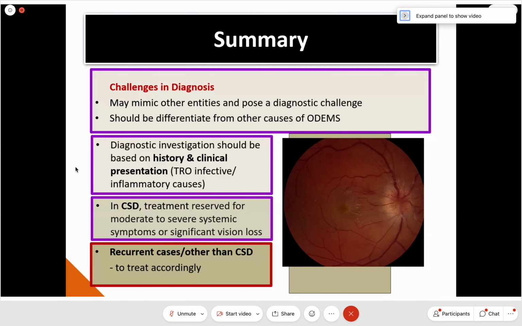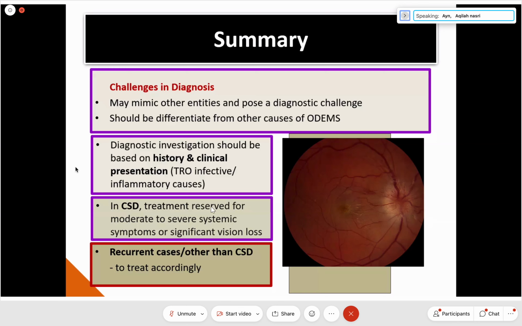As a summary from this presentation, I hope I can highlight to you that there are many other differentials that you need to consider, although you think it is a neuroretinitis. So make sure it is not other causes of optic disc edema. To get a good diagnosis, you need to have a history and clinical examination, so you can direct your investigations based on your diagnosis.